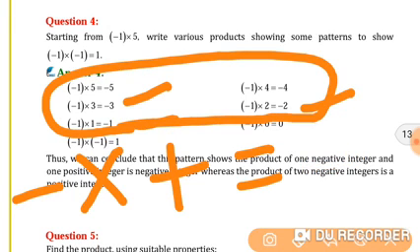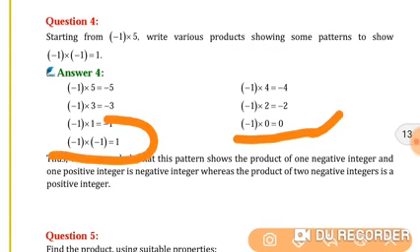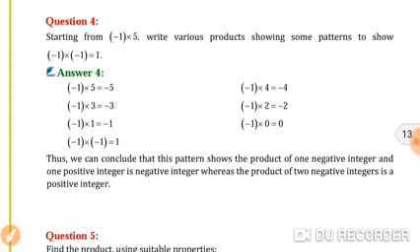But they told us to show positive integers. So take another one before 0. Okay. 0 into anything is 0. It may not have any sign here. Then directly the next lesser number is minus 1. So minus 1 into minus 1 gives positive, because minus into minus is plus here. So by this we can conclude that the pattern shows one negative integer and one positive integer always give a negative integer, while the product of two negative integers is always positive.